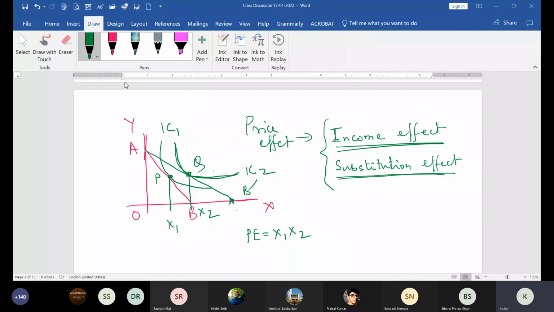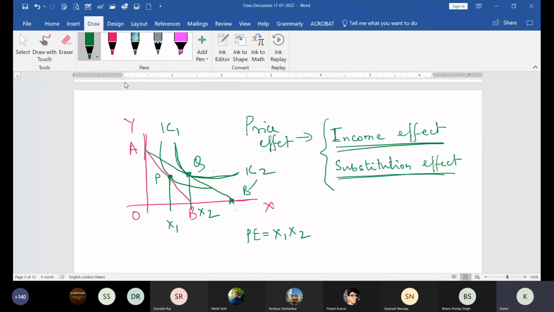And that is a combination of income effect and substitution effect. Next class, I will try to find out its individual components. I will try to disaggregate this price effect by using the Hicksian approach and Slutsky's approach. Next class. But probably you observed this one.